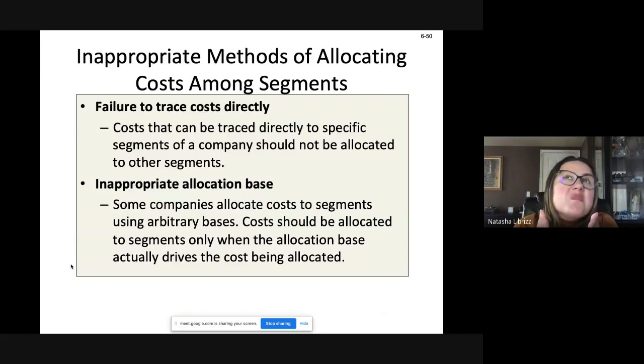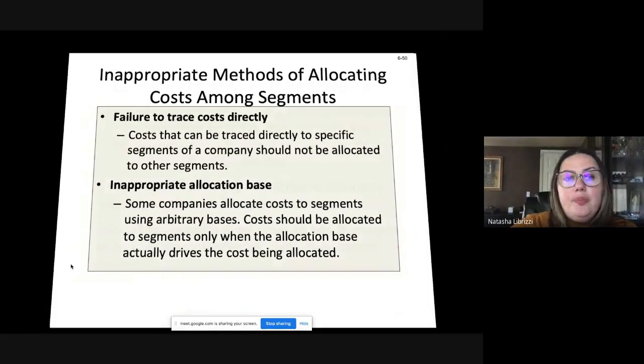Inappropriate allocation base. So something we talked about before, let's say landscaping: is it per job or per number of hours it takes me? Or should we do it based on per square footage of the yard? So that type of stuff, you would want to make sure that some companies allocate costs using something that relates to actual work-related activity. Drivers should be correct.